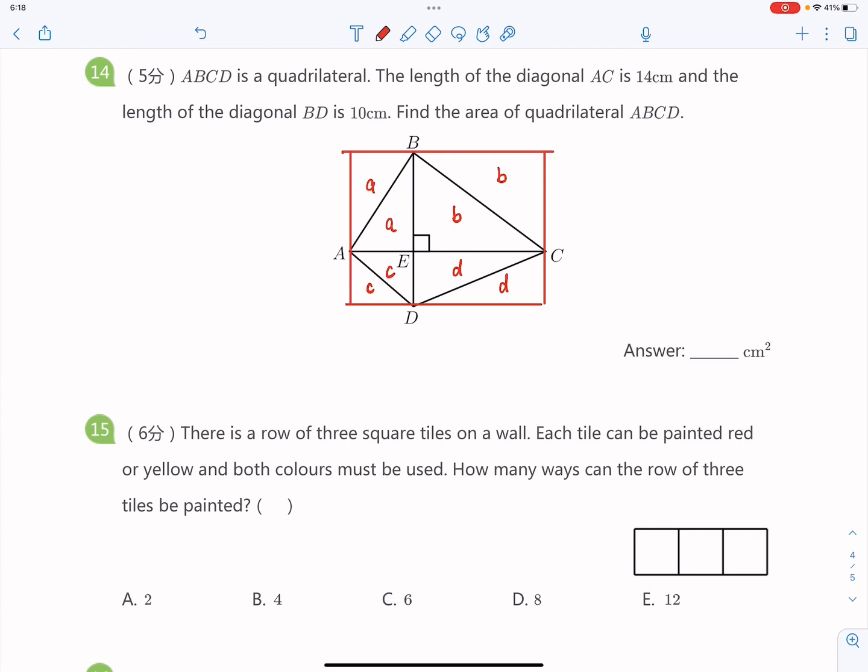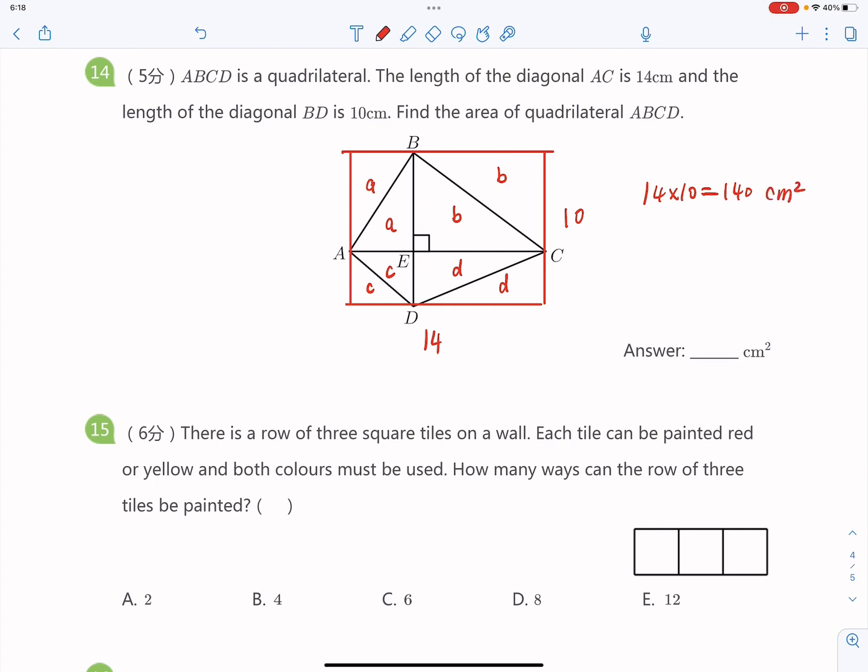I think it's easy to get the area of the rectangle, right? Because the length of the rectangle is just the length of AC, which is 14, and the height of the rectangle equals BD, right? You can move that BD to the side, so BD is 10. And now you will see that the area of this rectangle is 14 times 10. We got 140 square centimeters.